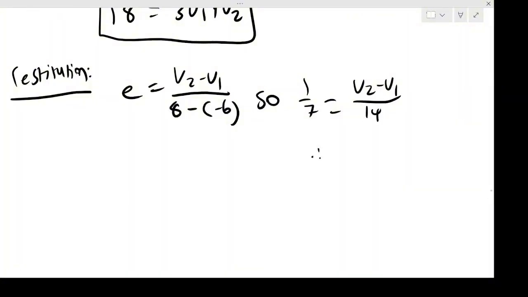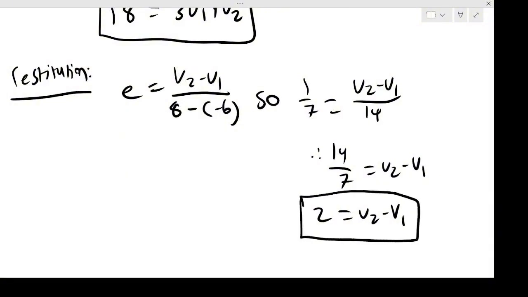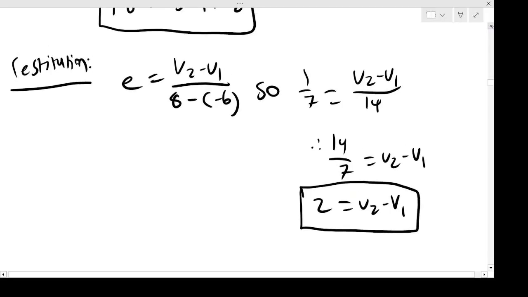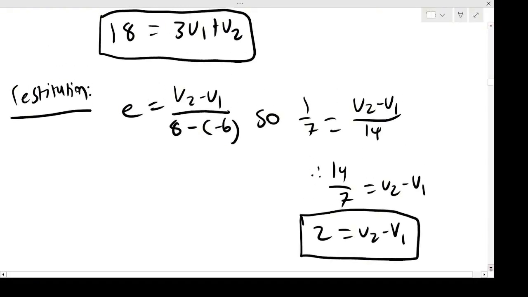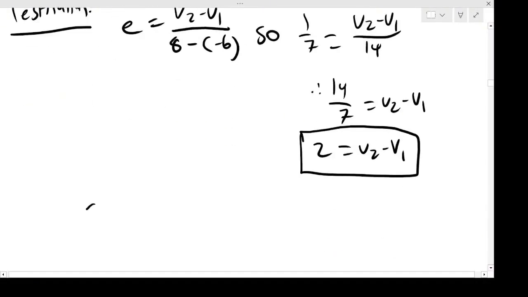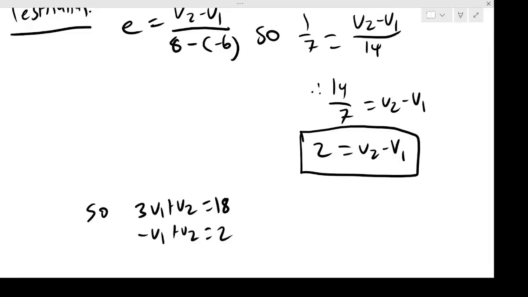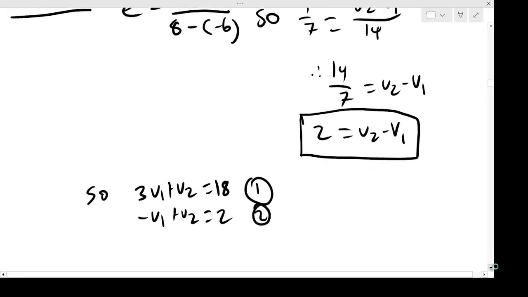So therefore, 14 times a 7th simplifies to 2 equals v2 take away v1. And so I get this equation as well. So now I get these simultaneous equations. I get that 3v1 add v2 is 18, and minus v1 add v2 is 2. So again, we get these simultaneous equations. So now we just solve them.